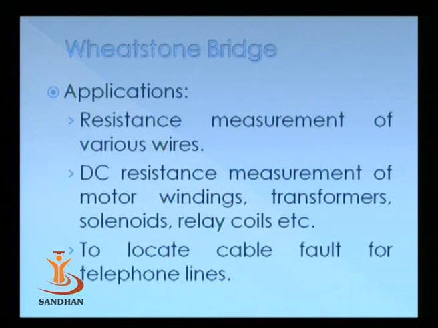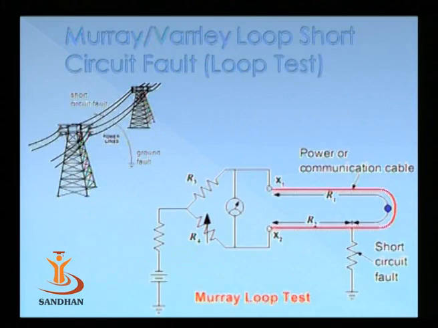Wheatstone bridge applications. The applications of the Wheatstone bridge include, first of all, resistance measurement of wires or different resistors, and DC resistance measurements of motor windings, transformers, solenoids, relay coils, etc. Also it is used to locate cable faults for the telephone line. Basically, the Wheatstone bridge is used for resistance measurement of the value of 1 ohm or larger.